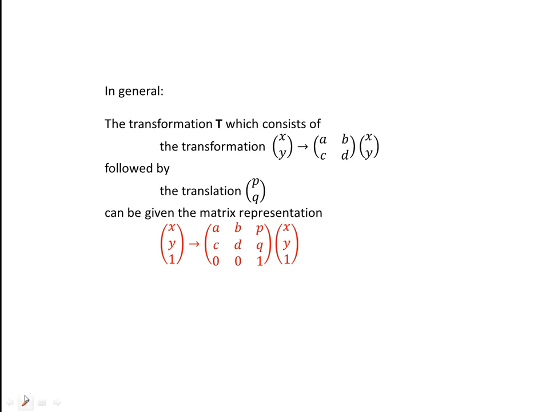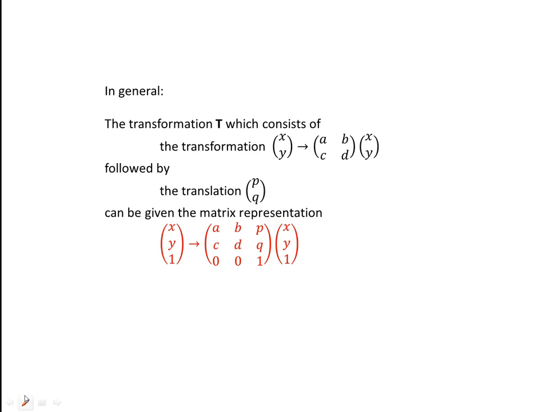And we can generalize those 2 results. If we've got a transformation T which consists of the transformation given by a 2 by 2 matrix, xy goes to ABCD times xy, followed by the translation PQ, then that overall transformation can be given the matrix representation xy1 goes to the matrix ABP CDQ 0, 0, 1 times by xy1.